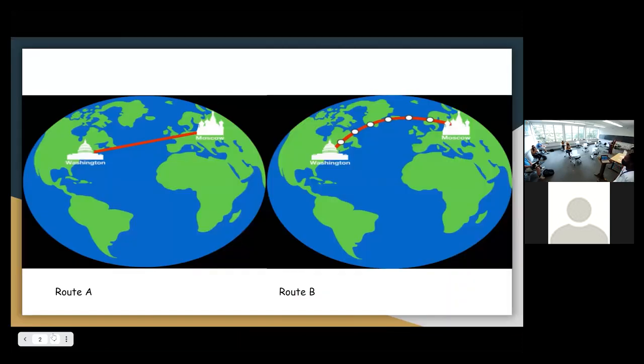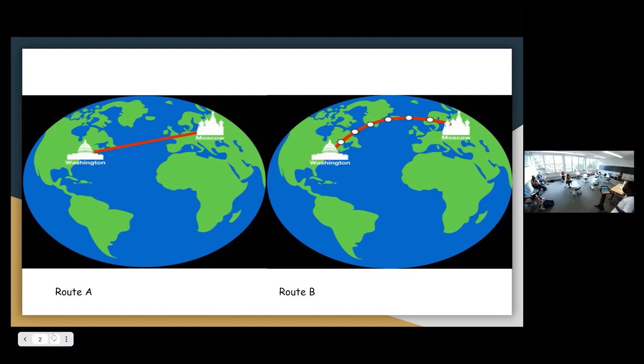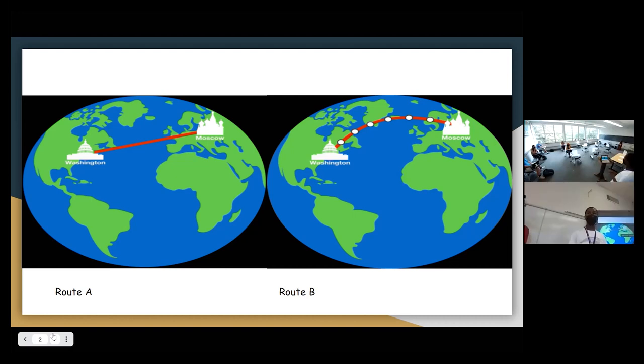So first, I'd like you to imagine that you're in Washington and you need to get to Moscow immediately, as in right now. So you hop in your single person private jet, and now it's up to you to decide, are you going to take route A, which is more of a straight line from Washington straight to Moscow, or are you going to take route B, which is more of an arc between the 2 points? So please hold on to your answer and see if it changes after we introduce you to the magic of elliptic geometry.